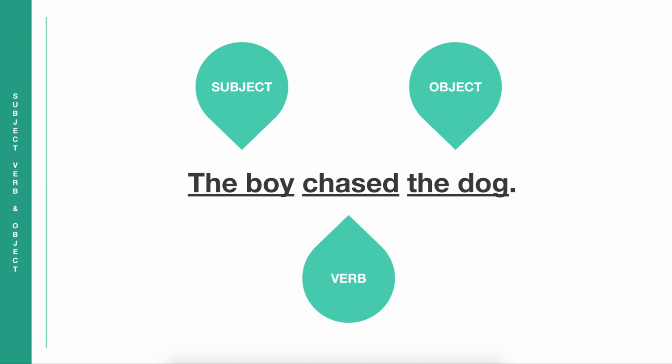Now, the boy is chasing the dog. Because the dog is not doing the verb, it is receiving the verb, it is the object being acted upon, it is therefore the object of the sentence. So again, a quick rundown of this is start by identifying the verb, which is the action, and then figure out who or what is doing the action. In this case, it's the boy. Who or what is doing the action is going to be the subject of your sentence, and then you'll look to see if anyone is being acted upon, if anyone is receiving the verb. In this case, it's the dog. Now, those who are receiving the verb or being acted upon, they are the object of the sentence.